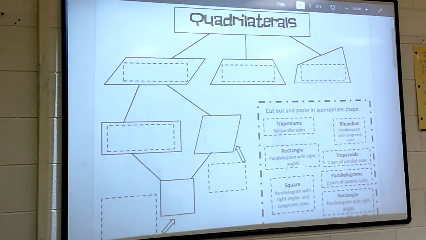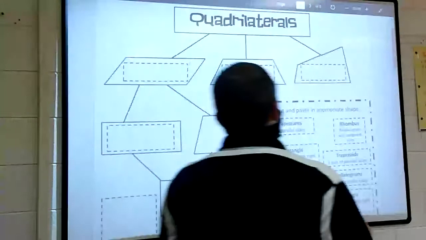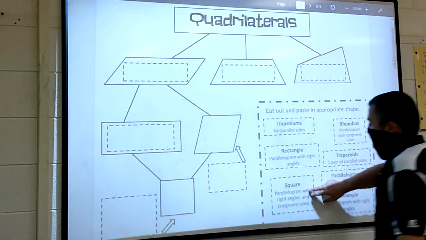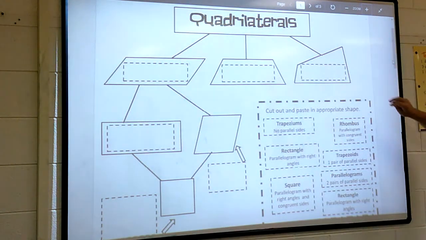What we need to do is you have this page, and what we're going to do is cut out these different shapes. We're going to cut out the square, rectangle, trapezium, it's called, rhombus, trapezoid, parallelograms, and rectangles. So there's 7 different ones. And if you look up there, we're going to look through all the different shapes that we have and kind of show you how to go through that.